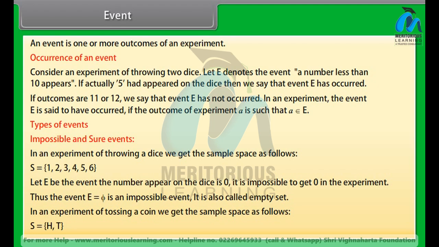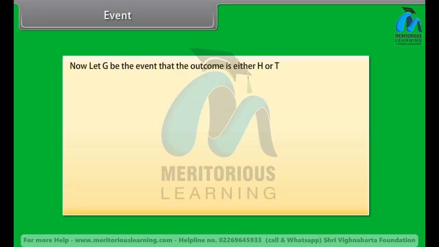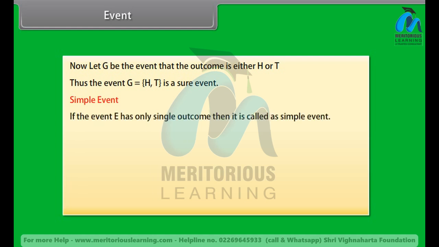S is equal to {H, T}. Now let G be the event that the outcome is either H or T. Thus the event G is equal to {H, T}, a sure event. Simple event. If the event E has only single outcome, then it is called a simple event.